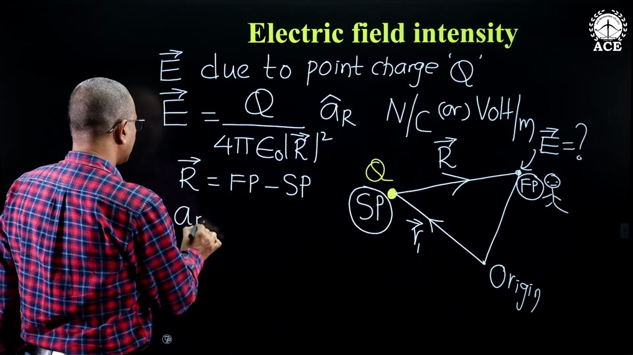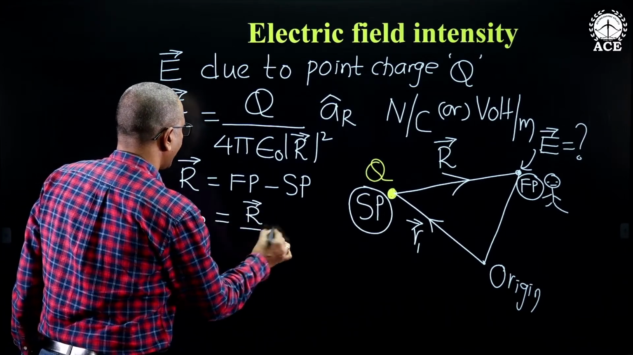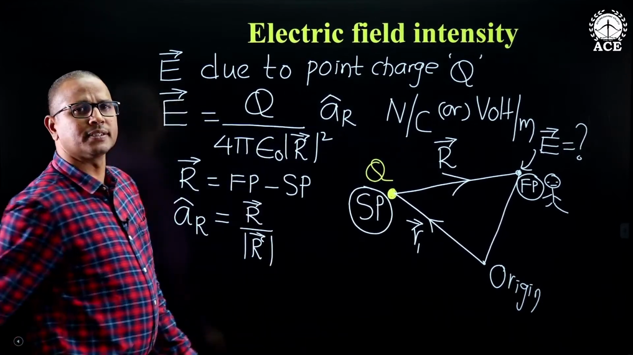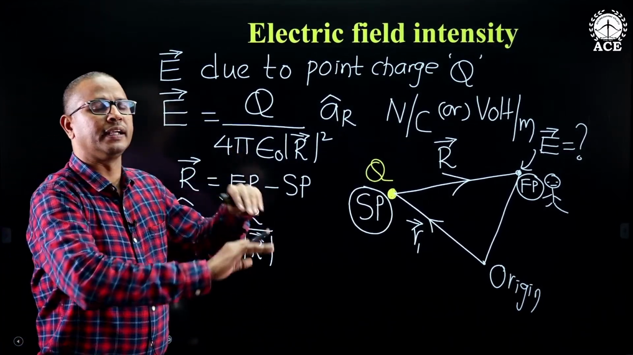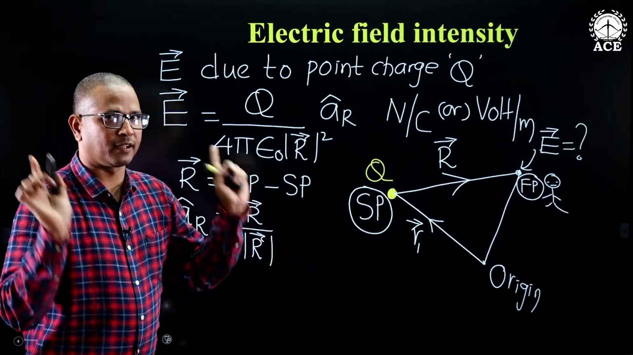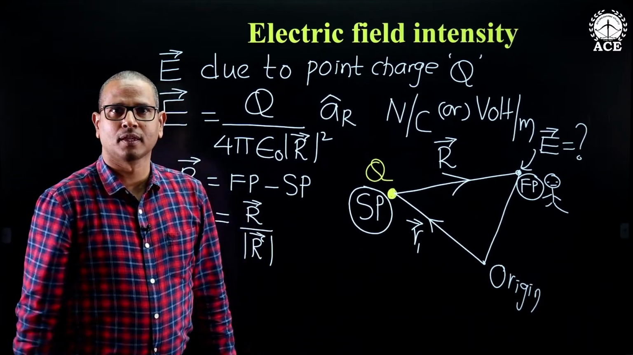Once we know this, we can write a_R cap. What is a_R cap? R bar divided by mod R. That's all. This is common. Anywhere, the direction of any vector is assessed by its unit vector, dear students. This is the field due to one charge, a monopole.